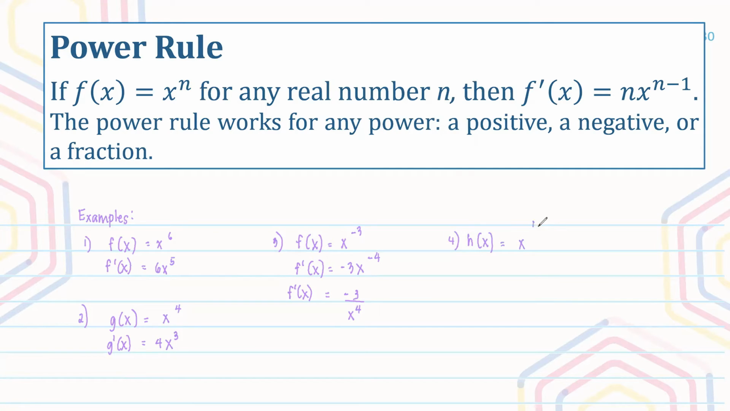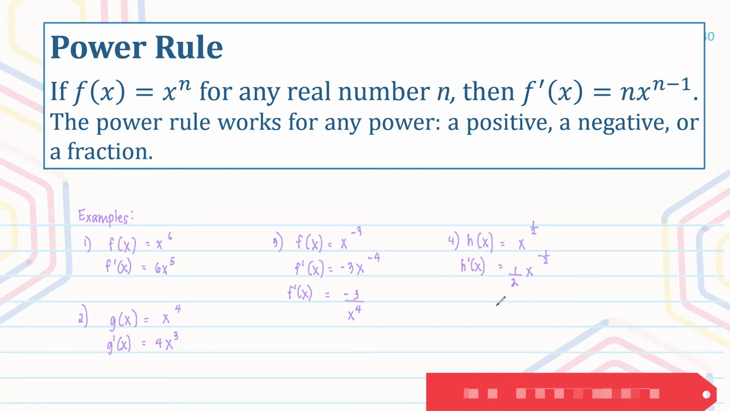Okay, we have here our next example. We have h of x is equal to x raised to 1/2. This time, our exponent is a fraction. So h prime of x is just equal to 1/2 x raised to 1/2 minus 1, which is negative 1/2. Okay, we can rewrite our answer as 1 over 2 square root of x. And this is our derivative.